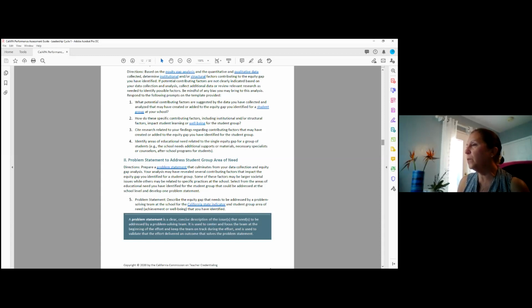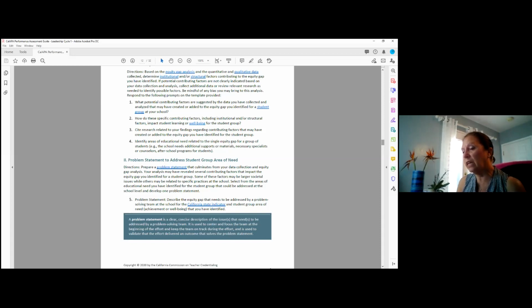As equitable leaders, we are always working with others. So as a team, this problem statement is used to center and focus the team at the beginning of the effort and keep the team on track during the effort, and is used to validate that the effort delivered an outcome that solves the problem statement. So we want to establish a problem statement. We want to look at those findings, and we want to make sure that we're moving towards solving it, not just admiring the problem. So that is step 2 in the plan.